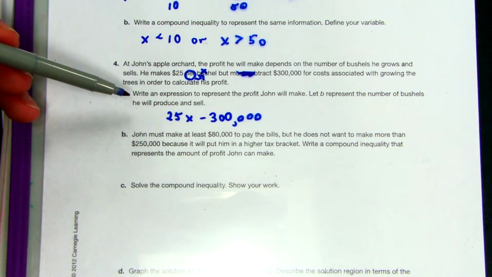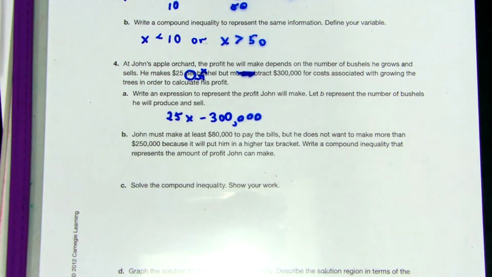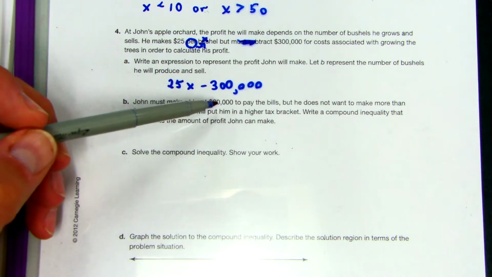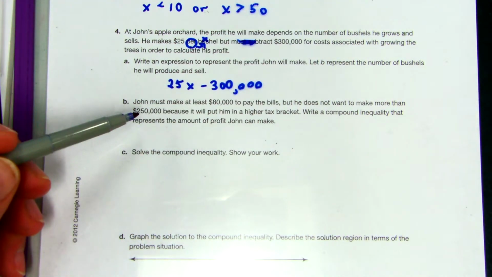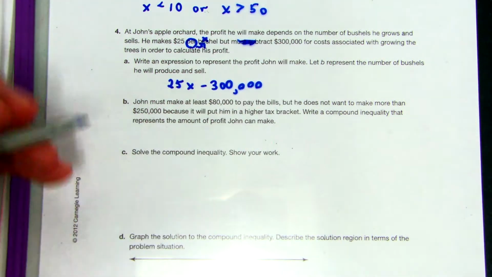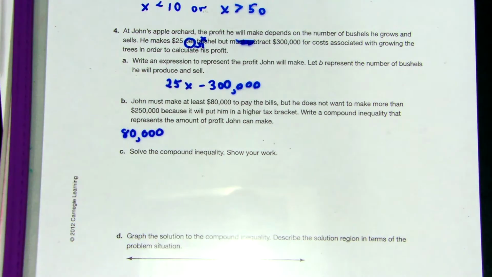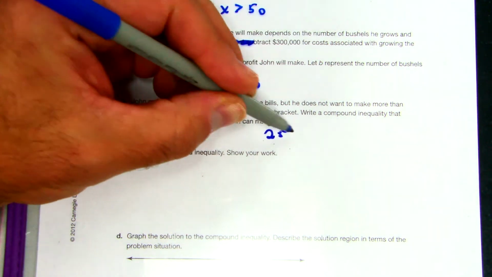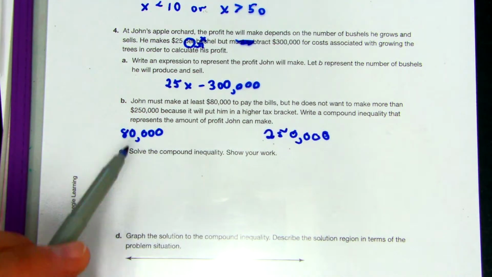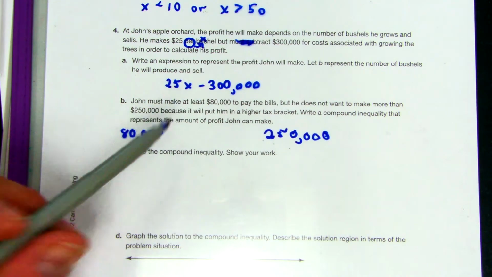It then tells you that John must make at least $80,000 to pay his bills, but he doesn't want to make more than $250,000 because it'll put him in a higher tax bracket. So they've already given you the ranges. You know that $80,000 goes down here, and $250,000 goes up here. In other words, they've told you the smallest amount and the largest amount. And of course, at least means greater than or equal to.